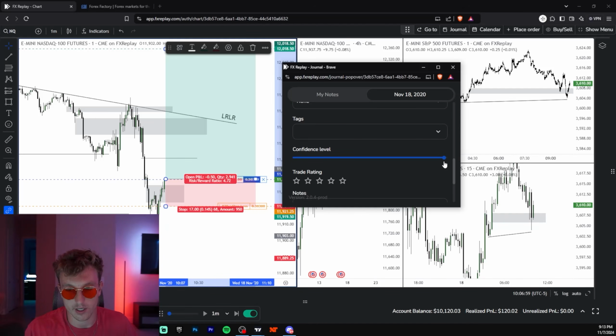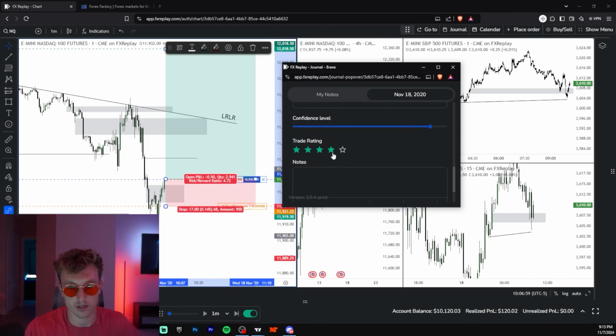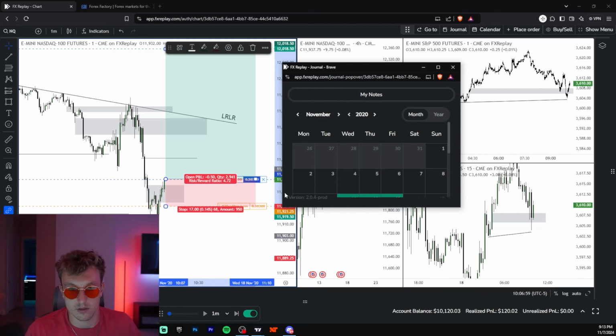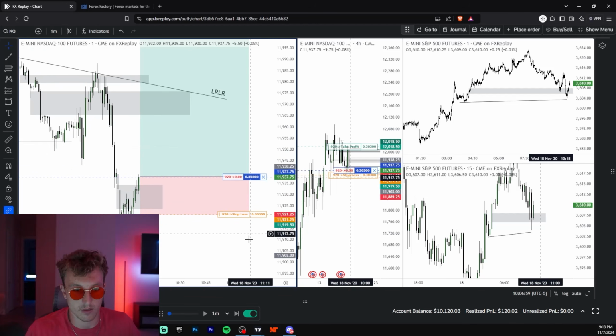I feel pretty confident about this one. I'll give it like 4. Yeah, I'll give this 5 stars, honestly. Super low and good engineered liquidity above. Let's just go for it.